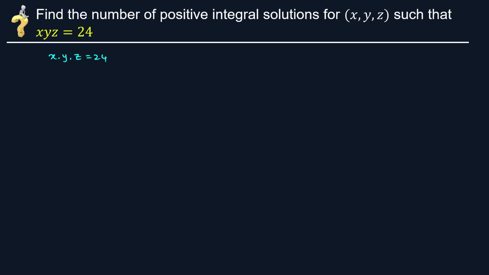In this question, you have to find out all the positive integral solutions of x, y, z. That is, all your x, y, z are greater than or equal to 1. Now, you have to find the positive integral solutions such that x into y into z gives us 24.